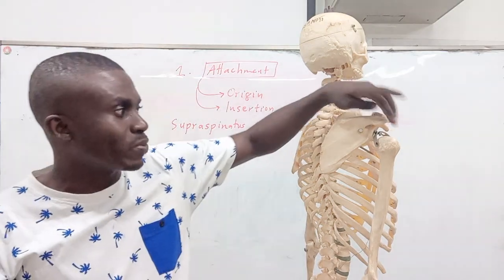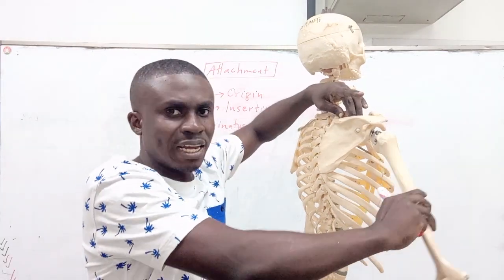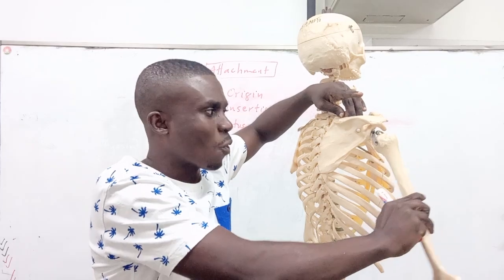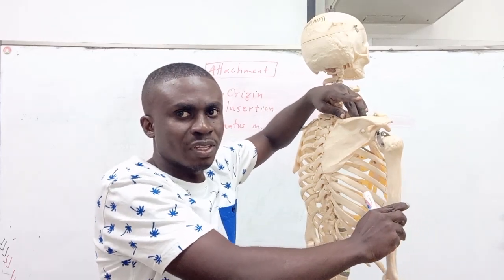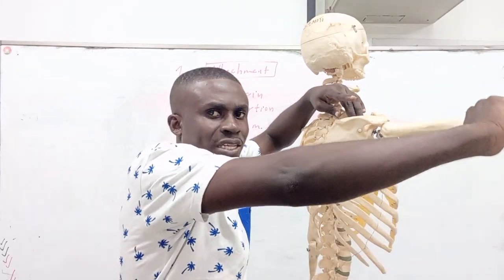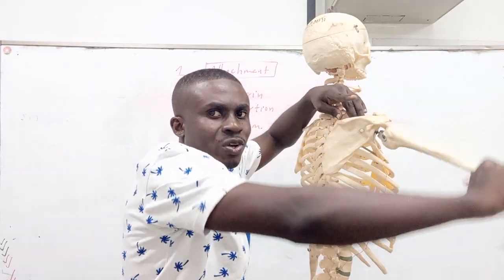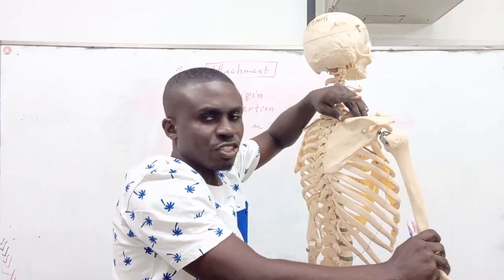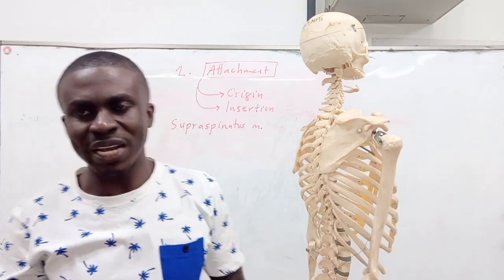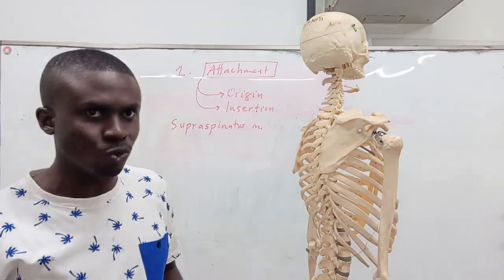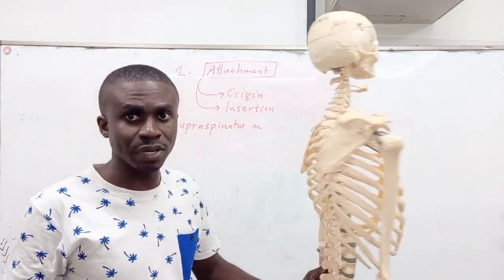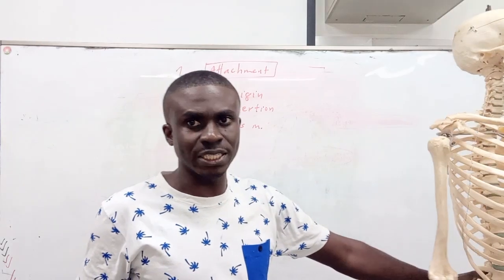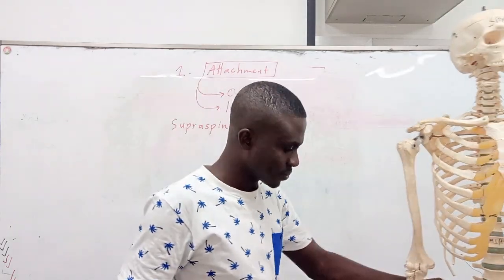For instance, this supraspinatus is going to cause, what have I done? This is called what? Abduction. Now abduction, I can even go this way, I can even go a bit more. So just starting abduction, that is called initiation of abduction, 0 to 15 degrees. We explain those things for you. Okay, so that is origin and of course insertion.